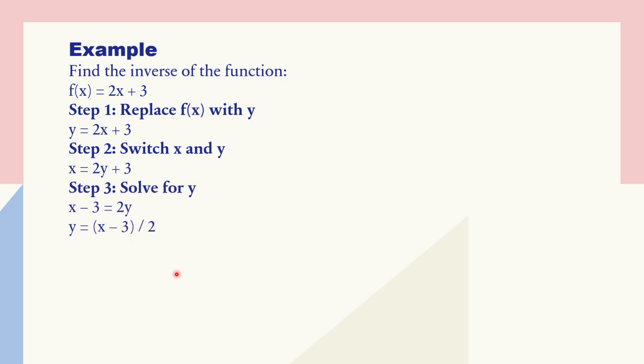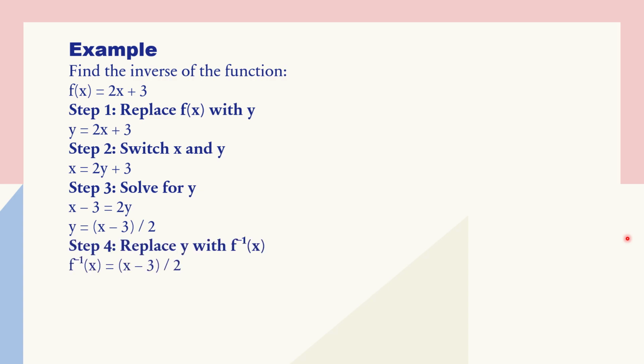Then step number 3, solve for y. So we have to isolate the y. So to do that we will subtract 3 from both the sides. So we have x minus 3 is equal to 2y. Then further we have to divide by 2 on both the sides. So we have y is equals to, inside the bracket, x minus 3 bracket closed upon 2.